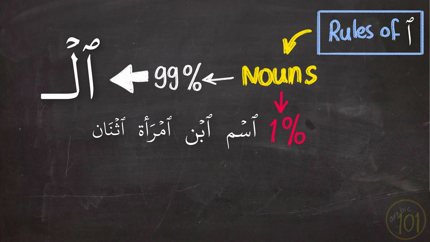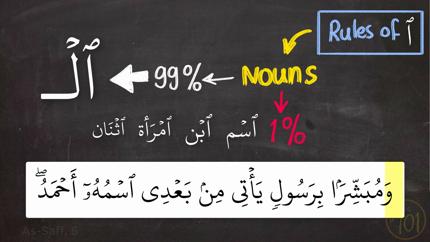And in context, it sounds like this. وَمُبَشِّرًا بِرَسُولٍ يَأْتِي مِن بَعْدِ اسْمُهُ أَحْمَدٍ.